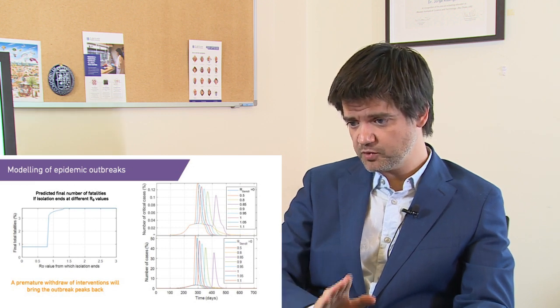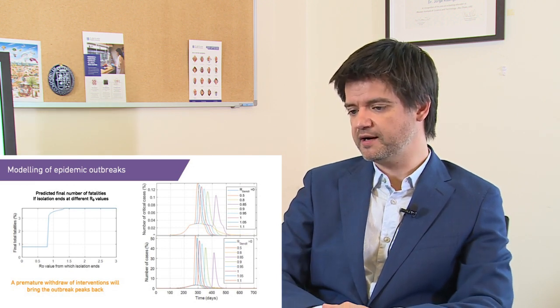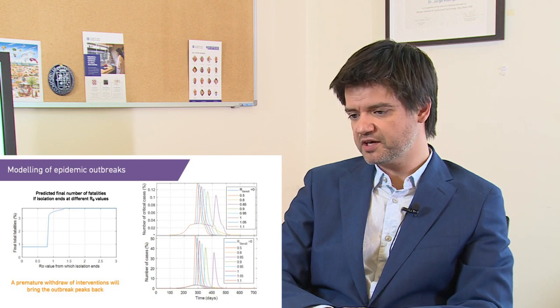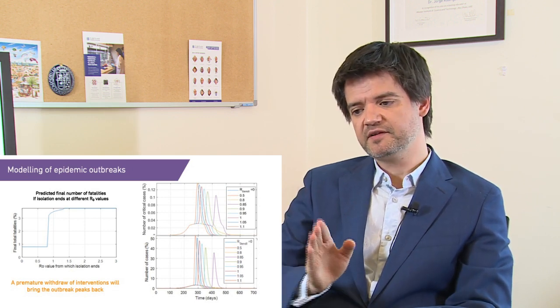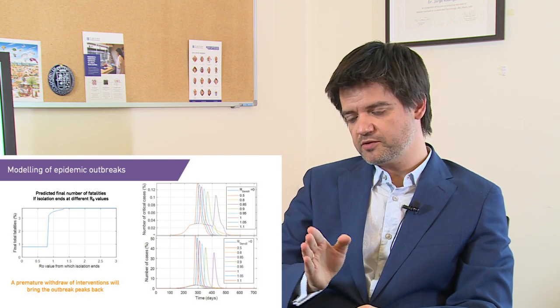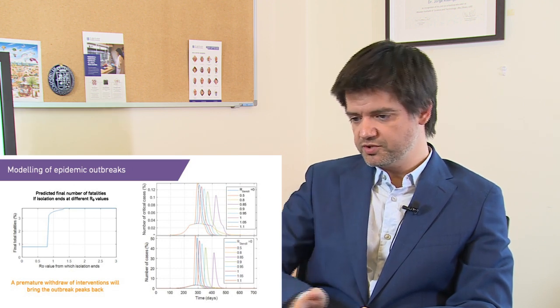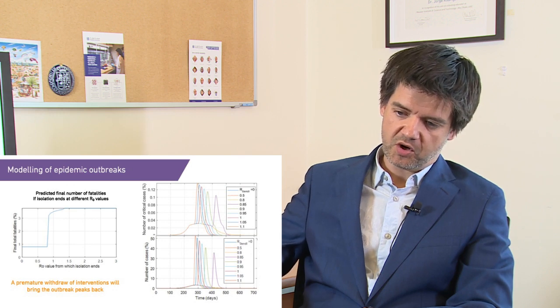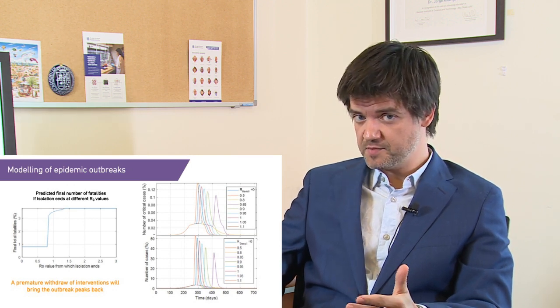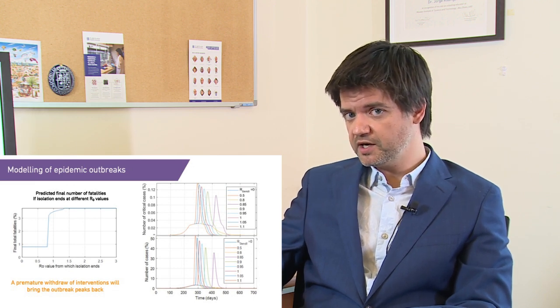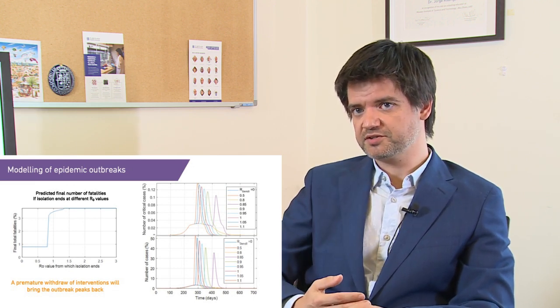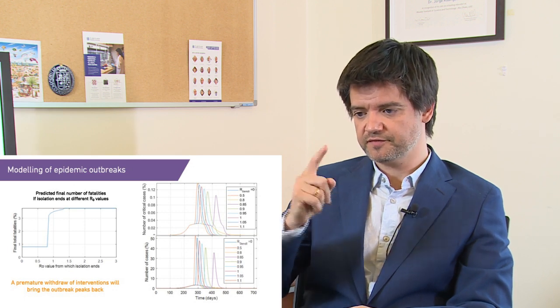And in the graph on the right, we can see what happens. If we do it too early, with values of R0 which are above 1, we see how those curves of critical cases can actually peak at different moments in time. So what we want is to make sure that we withdraw the measures or the interventions at the right time. If we do it too early, we can see the consequences of what could be happening in terms of those peaks coming back.